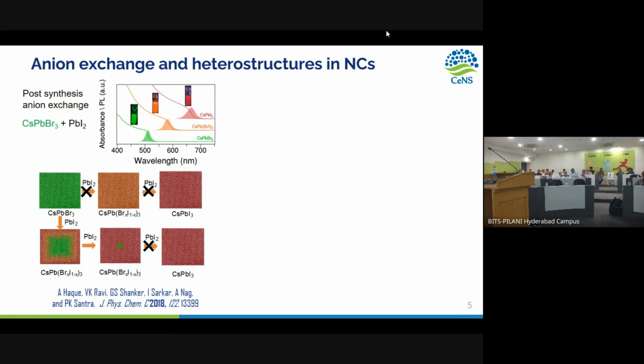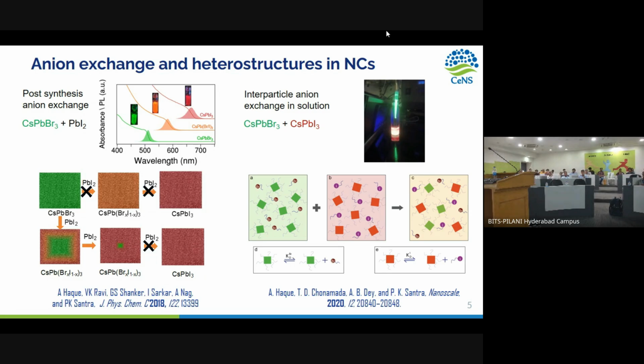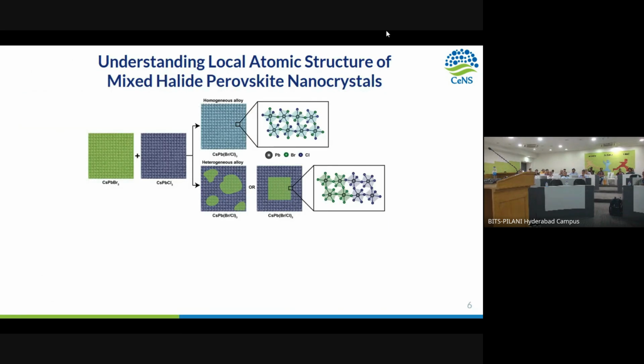What we found is that it does not follow this path, rather it follows this path, and the reaction is never complete. There is always a very small amount of cesium lead bromide that remains at the core of the nanoparticle. If you synthesize cesium lead bromide and cesium lead iodide separately and then mix them, you see that immediately they react and form these intermediate compositions. So the question is: if it is a homogeneous alloy, then at the atomic level, does the PbX6 octahedron have both bromine and iodine?